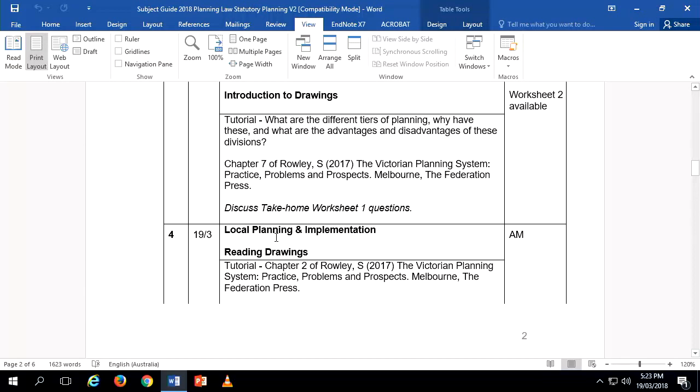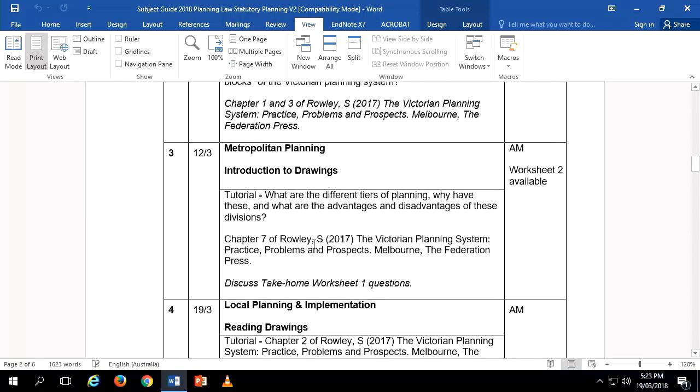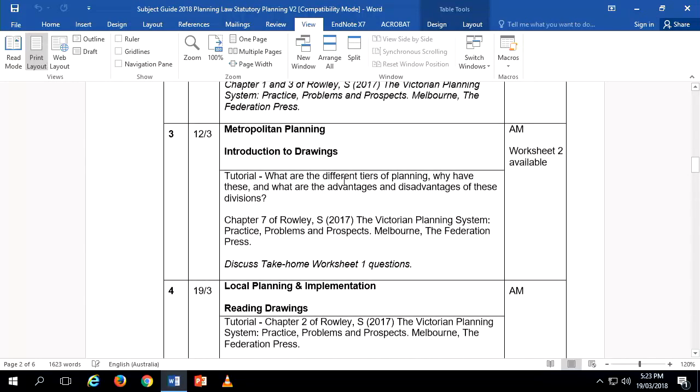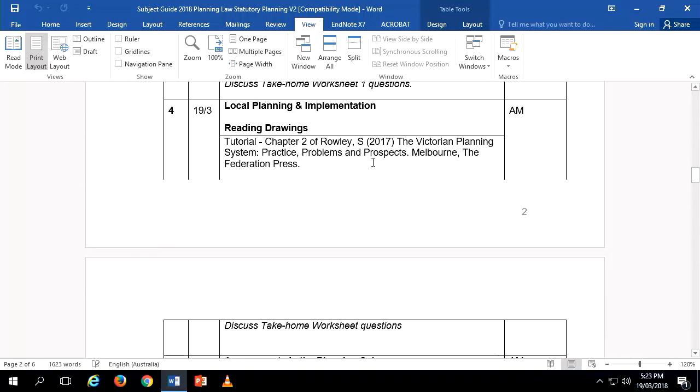And we had a bit of a think, for those of you who are new to this area, about drawings in a fairly simple but hopefully useful way. So tonight we're looking at local planning and implementation.